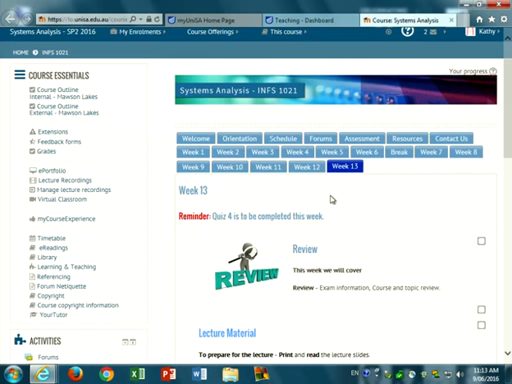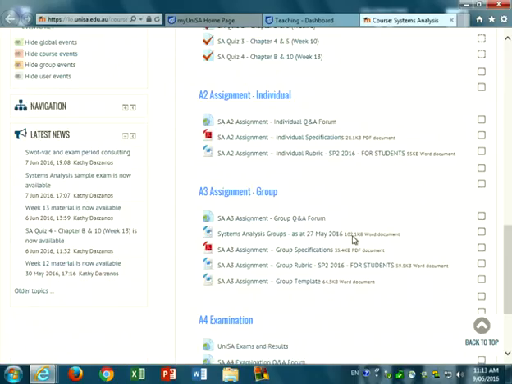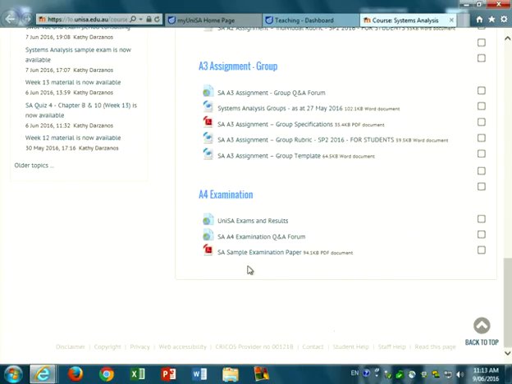Now, just for your information, the sample exam is actually available via the assessment tab. If you scroll down to A4 examination, you will see the sample exam there. Either tomorrow or at the beginning of next week, underneath here will be the sample exam solutions. Okay, so you'll also have the solutions to the sample exam.